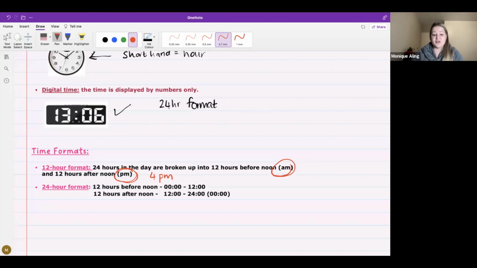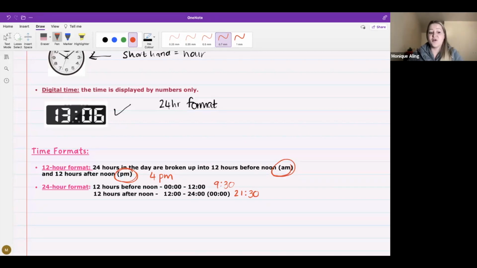Whereas with a 24-hour format clock, we have from midnight to midday, which is our normal 12-hour format. So anything in the morning still applies. So 9:30 is 9:30 in the morning. However, in the evening, from midday till midnight, 9:30 in the evening becomes 21:30.